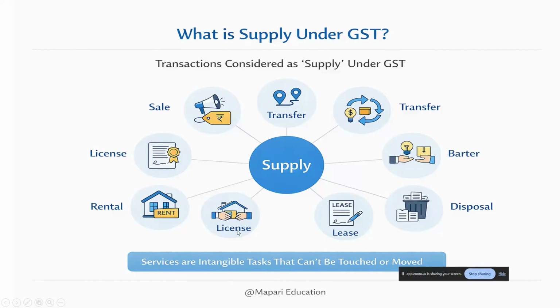Why is the government covering these things? Because the government wants to bring you into the GST taxation. If you are out of the supply, the complete law will not be applicable to you. That is why the government wants to bring you into the supply.